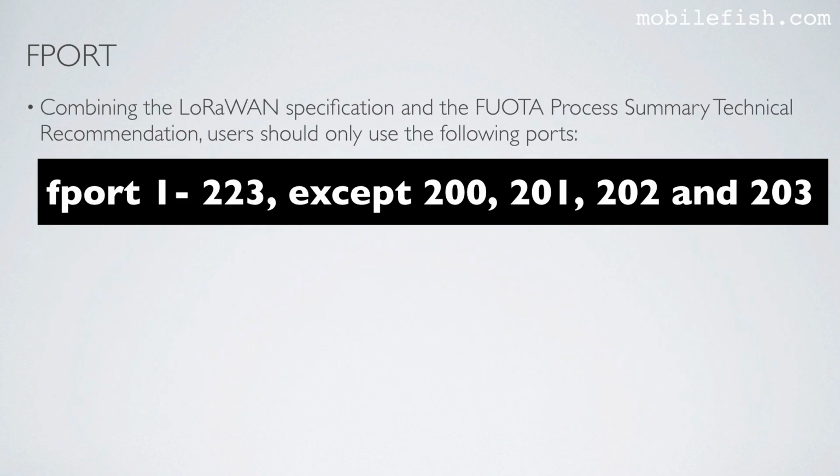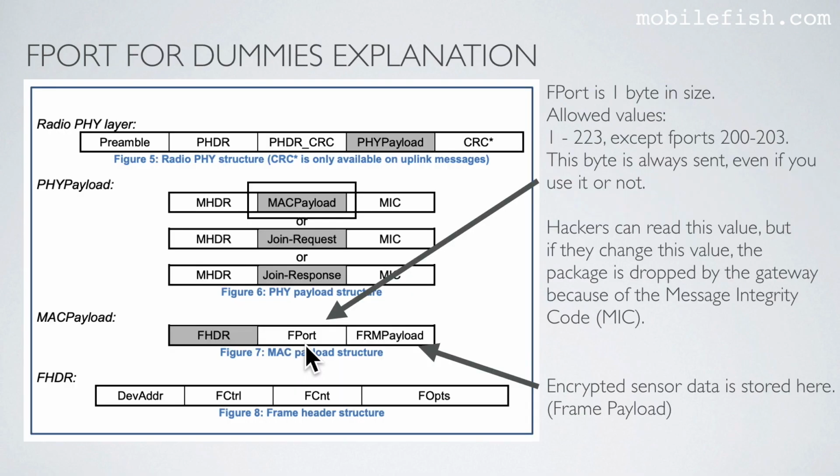Combining the LoRaWAN specification and the FUOTA Process Summary Technical Recommendation, users should only use the following ports: FPort 1 to 223, except values 200, 201, 202 and 203. FPort is 1 byte in size. Allowed values are 1 to 223, except FPorts 200, 201, 202 and 203. This byte is always sent, whether you use it or not.